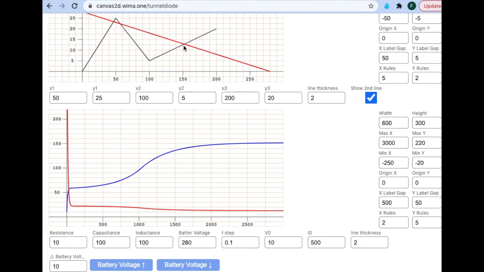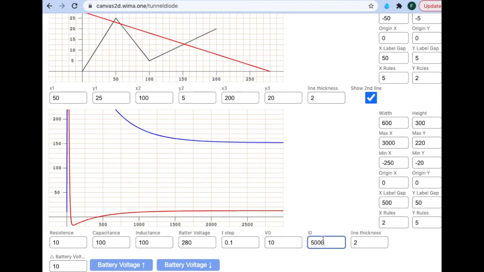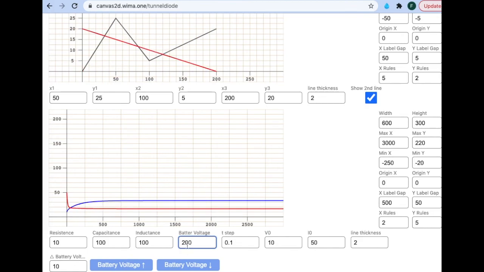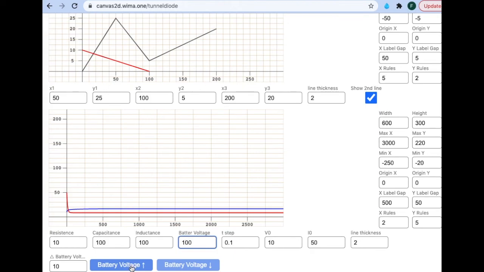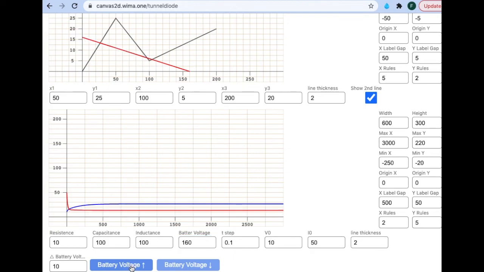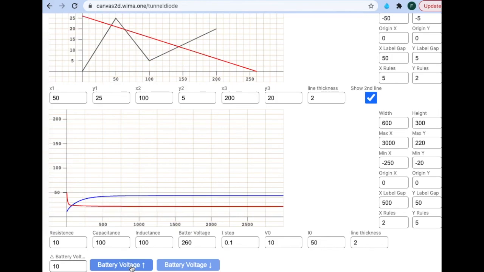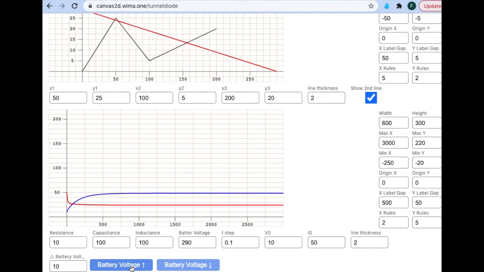Okay, now let's change the initial value of current to 50, and the battery's voltage starts from 100, and let's repeat this process. So let's increase the battery voltage. Let's see when the jump happens. So now the jump still has not happened yet, but as I increase E, we can see that right now this is the stable point.